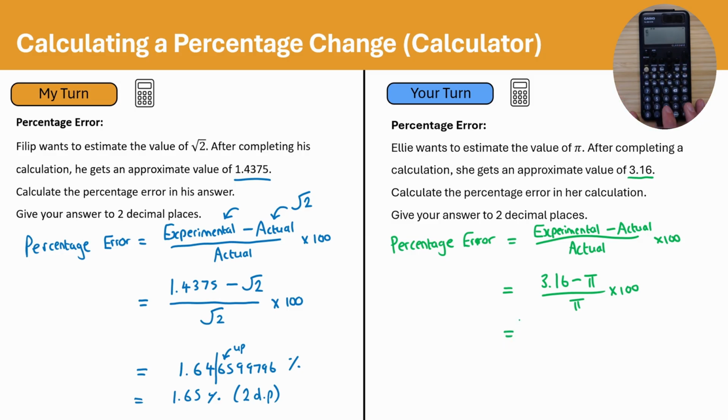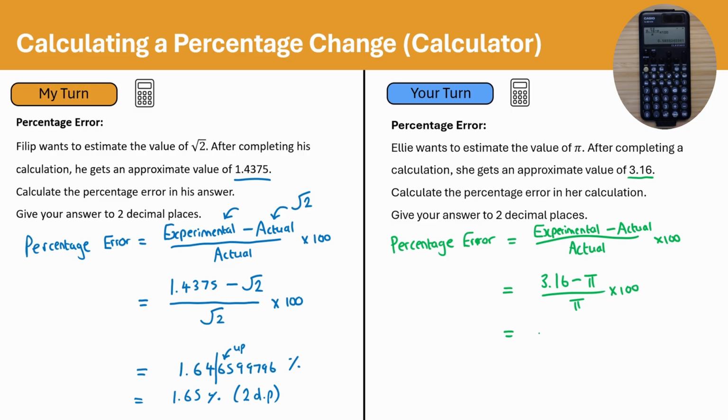I go to my fraction button, I'll type in 3.16, subtract. To get pi on my calculator, it's up here. As you can see, it's in this yellow gold writing, and so is the shift button. So it's kind of like the shift keys on your computer keyboard. You need to hit the shift key, and then you hit the button 7, and it gives you the pi. And we need to do that again on the denominator, multiply that by 100.